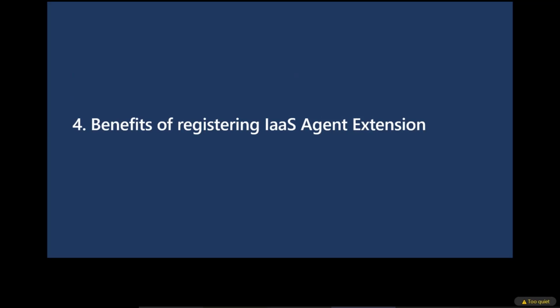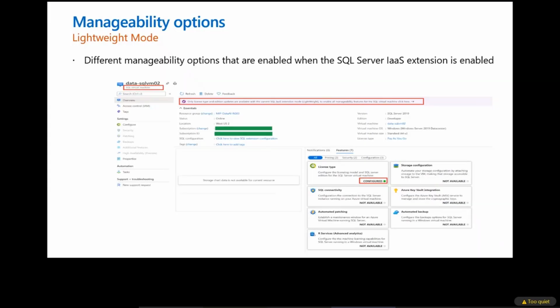So let's look at the benefits now. In the lightweight mode, the only thing you can do is the license type changes. You can say it's pay as you go, and you want to change it to Azure Hybrid Benefit, or you want to change it to the DR mode. As you know, with DR mode you get the free node. You can make those changes. If you want to change the edition of your SQL Server from developer to enterprise to standard, you can do that as well.